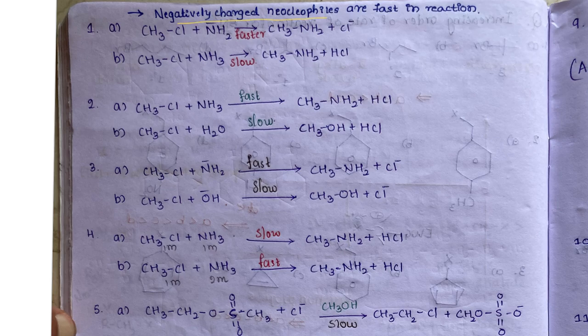Negatively charged nucleophiles are faster in reaction in SN2 reaction. We are focusing. Which one is that? Negatively charged. Next, in the first one, methyl chloride, same is there. Here, NH2 minus, this is NH3. Therefore, which reaction is faster? What are the products formed? Product same. But this is faster, this is a slow reaction, because negatively charged is a good nucleophile compared to the neutral.